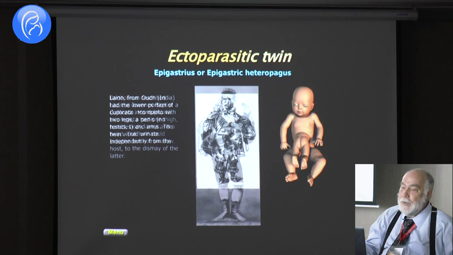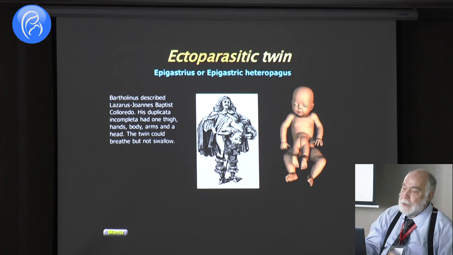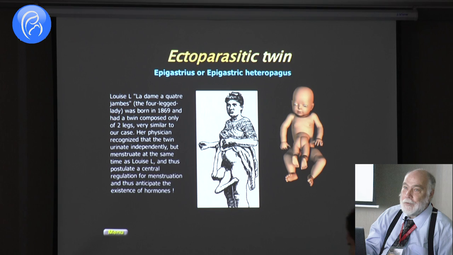And this one is from Bartholin, you know, the guy from the gland. And this is the opposite. Here we have the head, but no limbs. And then this is one which I think is very interesting. This is a French one. She was called the four-legged lady, and she was born in 1869.